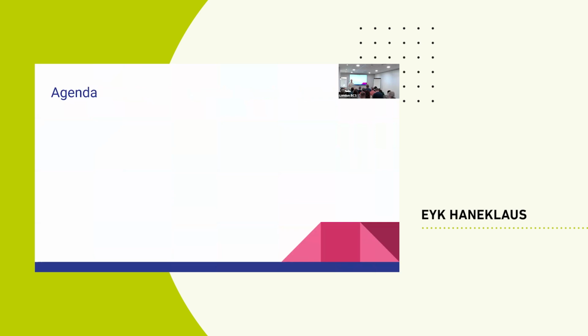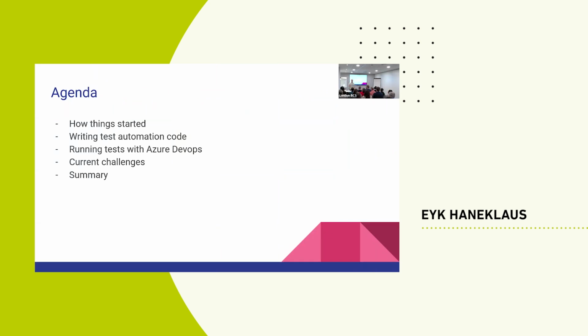Today's agenda, I chose to organize it in chronological order, but it also fell into a few nice chapters. I will start with how things started 15 years ago. Then I will tell something about the experiences we made writing test automation code, how we integrate everything in CI/CD pipelines, about our current challenges, and a short summary.